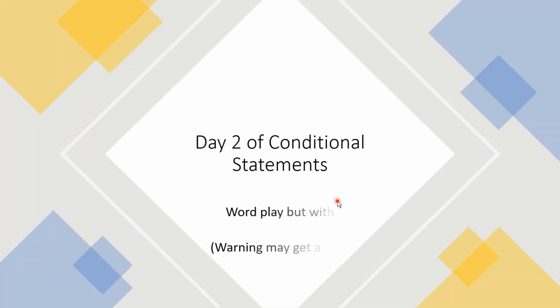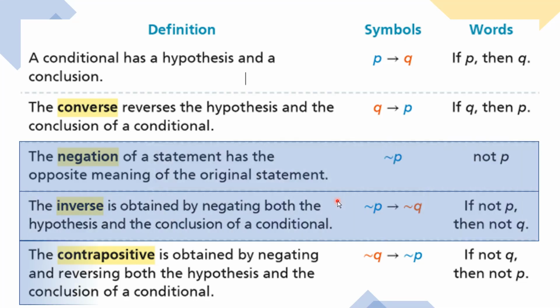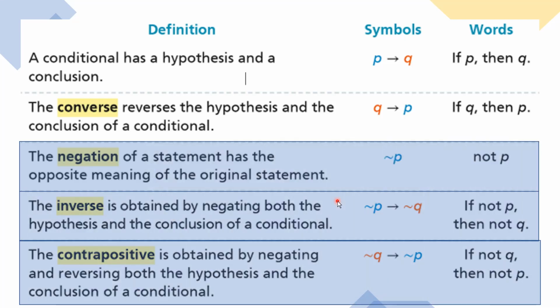All right? So today, we do conditional statements, wordplay, both mathematics. It may get a little bit more deep today, just a little heads up. We're going to be looking at negation. It will also be up here at the top. Negation is basically saying the opposite of the original statement. So you start with the squiggly line P, and what it's really saying is not P.